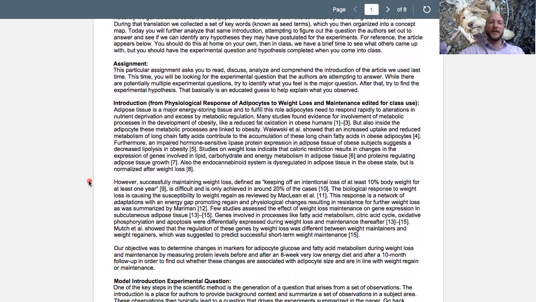The assignment for this first section asks you to read, discuss, analyze, and comprehend the introduction of an article that we used last time, the adipocyte one. This time, you'll be looking for the experimental question that the authors are attempting to answer. What is the question? Why did they do this experiment? What do they want to know?